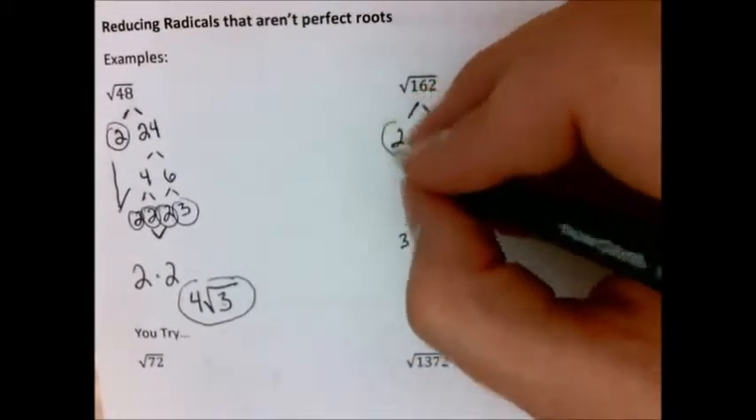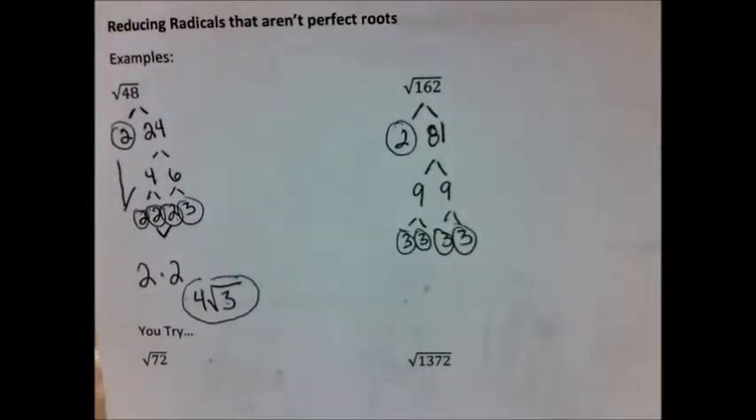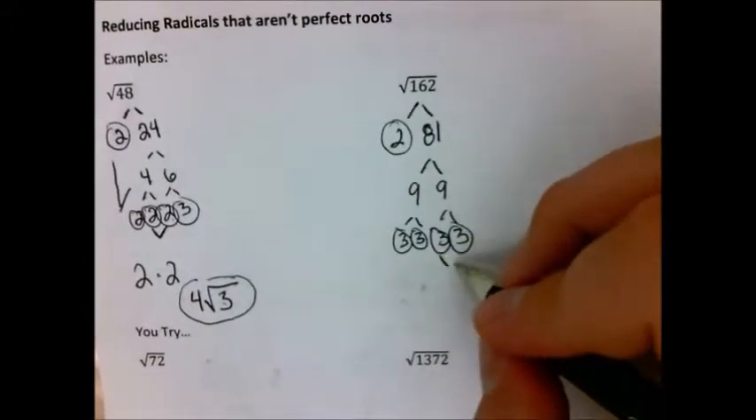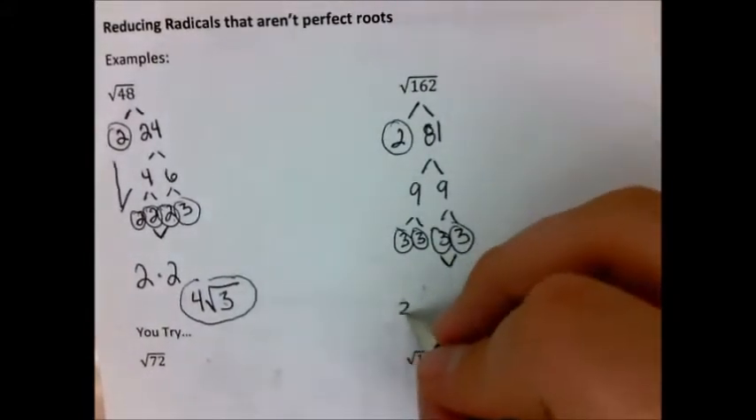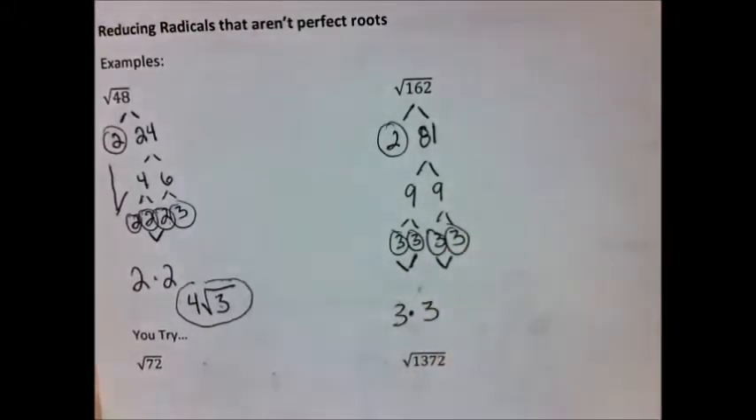So we've broken it down. We've got a 2, a 3, a 3, a 3, and another 3 right there. So let's start with the 3s. There's 1 pair of 3s, so 1 pair of 3s comes down. There's a second pair of 3s, so the second pair of 3s comes down.